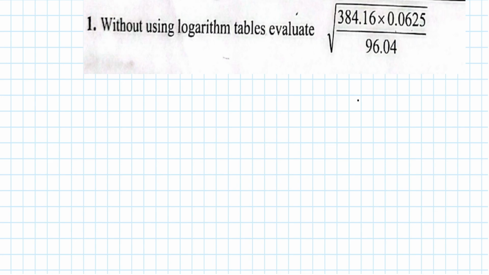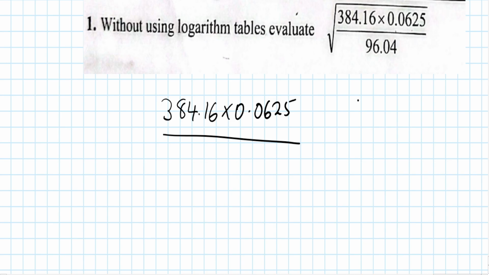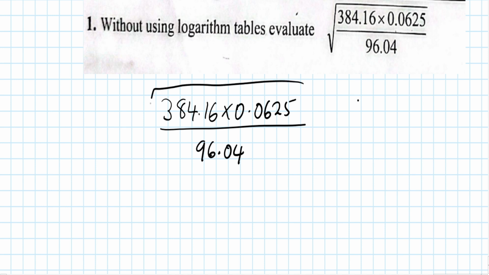So question 1, without using log tables, evaluate. Ukipewa maswali kama haya ni rahisi. 384.16 times 0.0625 over 96.04, square root it. Okay, so first wacha tuiandike: 384.16 times 0.0625 divide by 96.04. Then obviously we'll square root it.